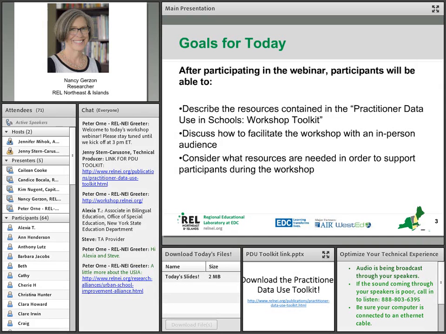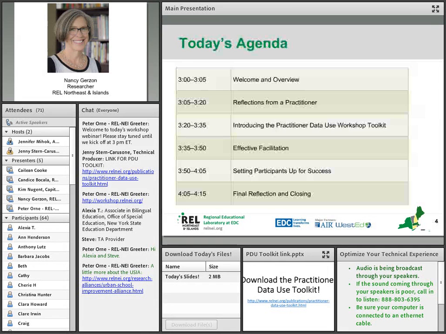It's not meant to be a plug-and-play kind of workshop, but it's an opportunity for you to think about what are some of these resources that would work really well for us, and how might I adapt some of the protocols or activities to work better in my district. So our agenda will look like this.